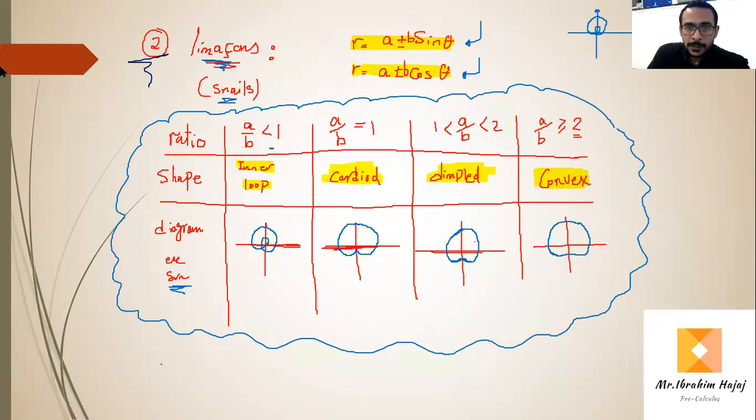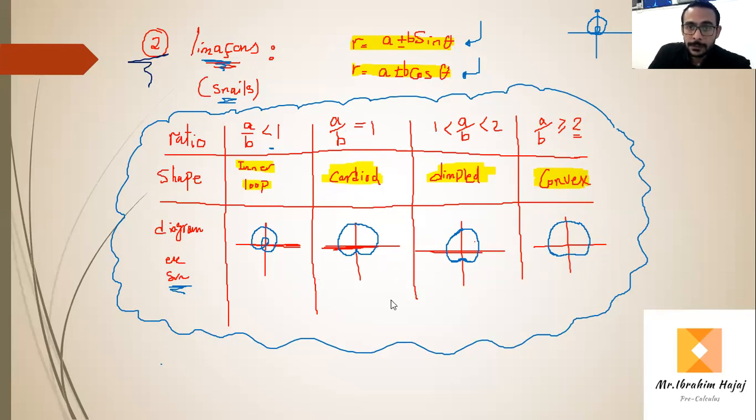I would like you to take a screenshot of these rules. First, we should find the ratio of a and b. A over b, if it's less than 1, we have an inner loop. If a over b equals 1, we have a cardioid. If a over b is greater than 1 and less than 2, it's dimpled, and its shape is down here. If a over b is greater than or equal to 2, it's convex. And here's a simple example of the graph.